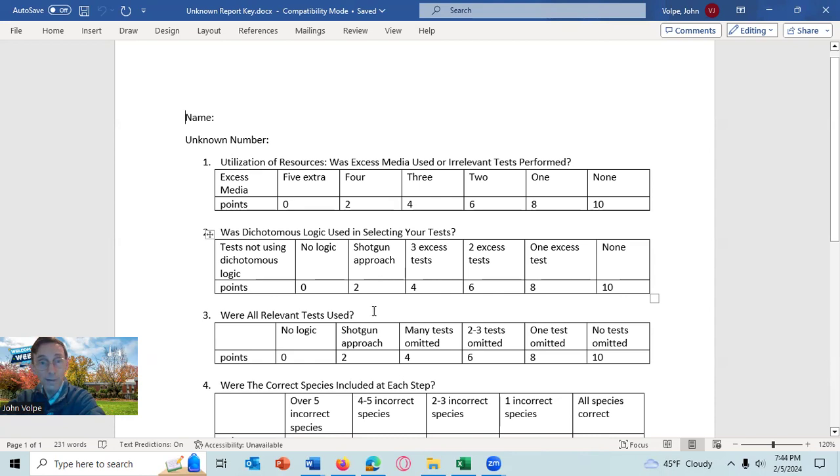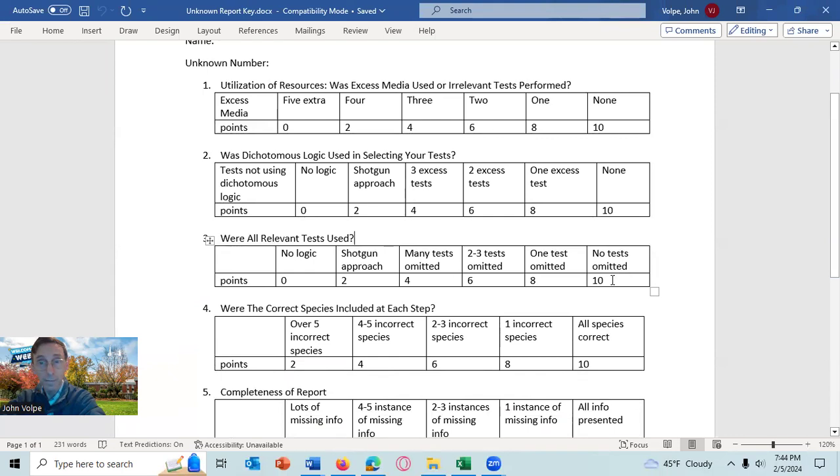Were all relevant tests used? Meaning you asked for all the tests you needed to identify your species. No tests omitted, you get 10 out of 10. One test omitted, 8 out of 10. Were the correct species included at each step of the process? All species correct, you get 10 out of 10. One species is incorrect in the process, 8 out of 10. 2 to 3 species incorrect, 6 out of 10, etc. Over 5 incorrect species, or if you don't identify your species, you'll only get 2 out of 10.